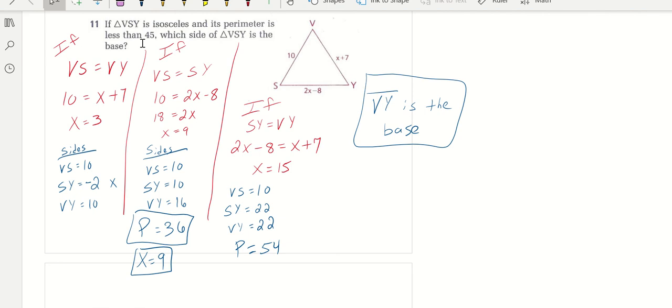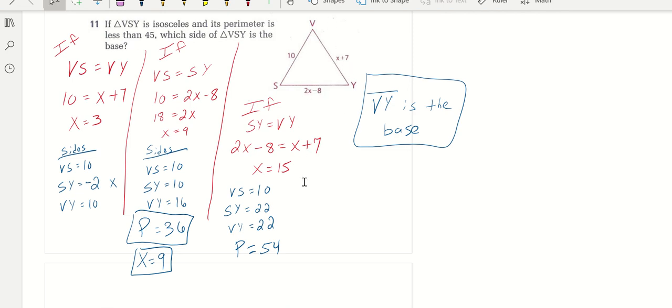Let's check the final scenario. It's probably not going to work out, but let's check and see. It shouldn't work out unless the problem was poorly worded or we made a mistake somewhere. But the third scenario is SY is equal to VY. SY is 2x minus 8. VY is x plus 7. We get x equals 15.